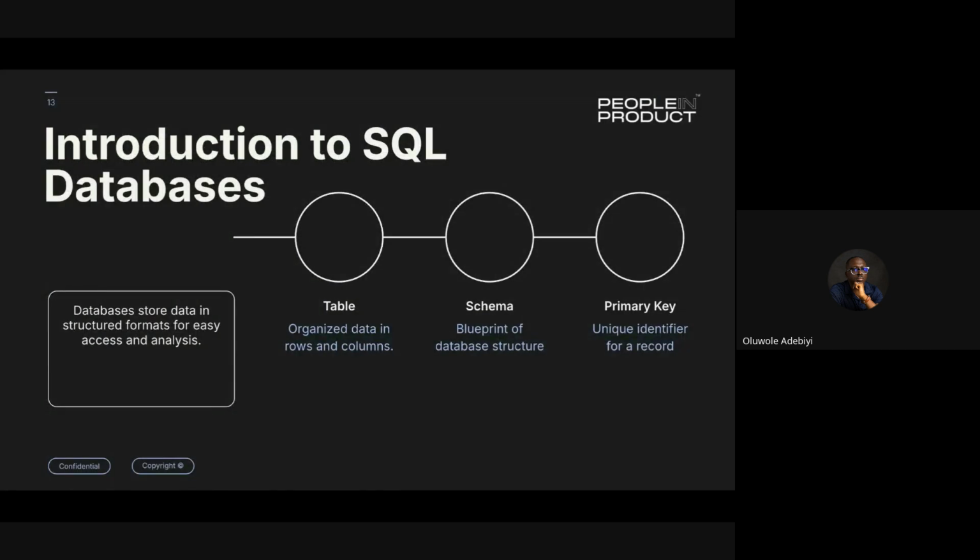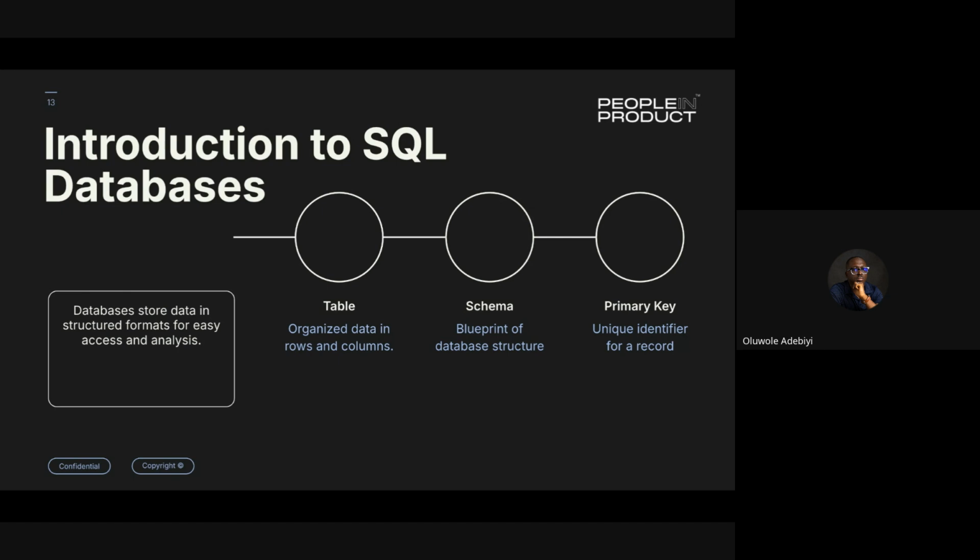So let's do an introduction to SQL databases. SQL databases help you store data in structured formats for easy access and analysis. Like I explained, it's like an Excel sheet. Each Excel sheet has its columns and its rows, and each column represents data like the name, the age, and each row represents data for a particular resource. For example, if we want to store my information, it's going to be stored on a row, and the columns are used to identify, for example, the name, the age, the date of birth, the address, etc. That is what this is used for.